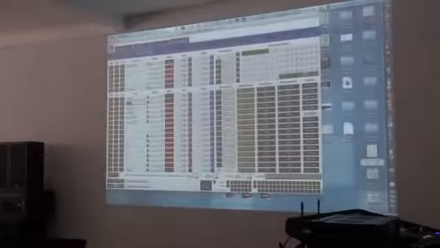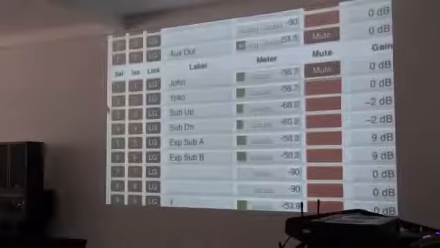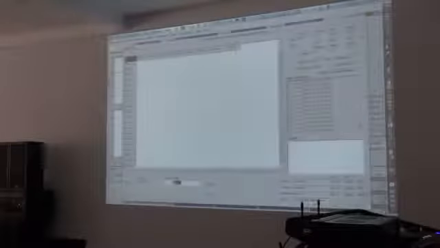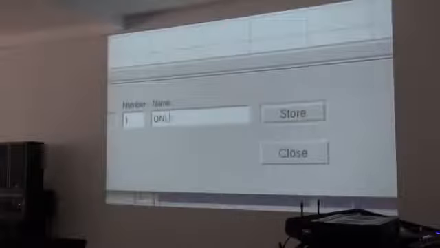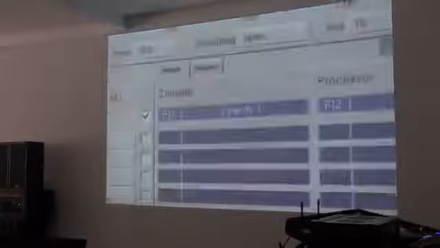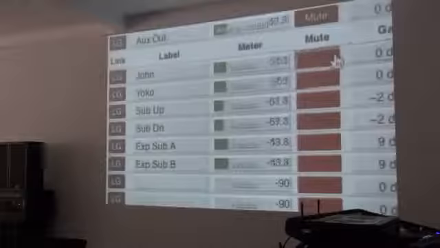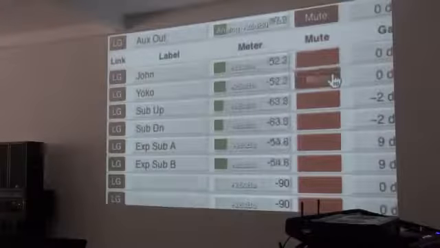Then, when the mic is exactly in the center, we will measure just John. So this is only John. Then we mute John and we play only Yoko.